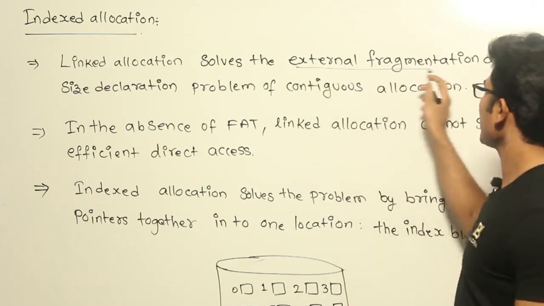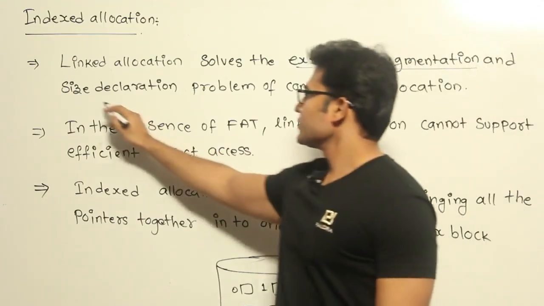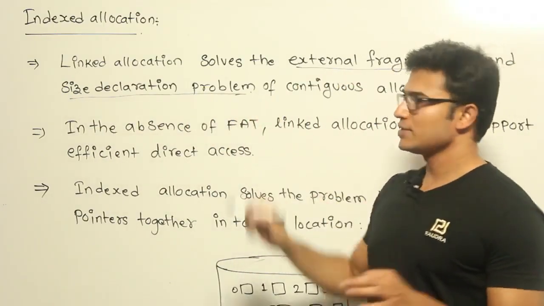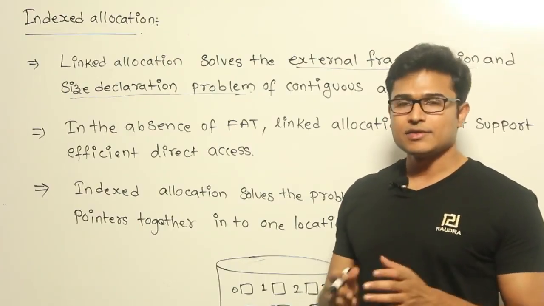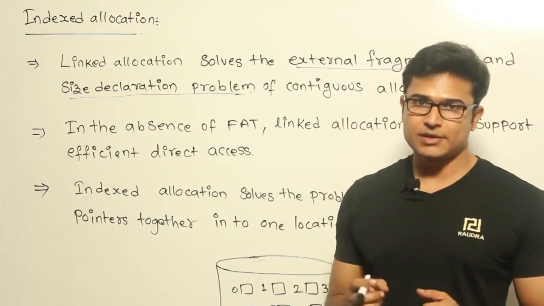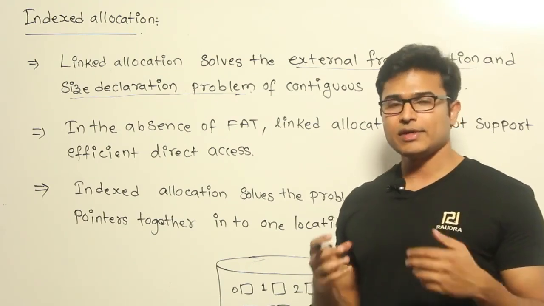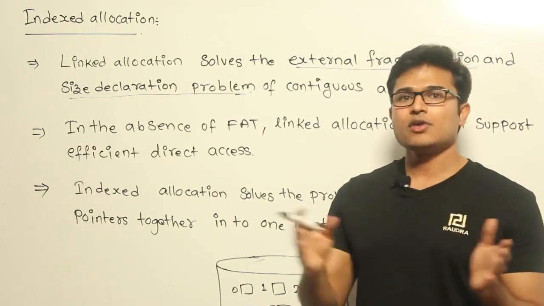One was external fragmentation and the other problem was size declaration problem. I didn't tell you this earlier. So what is the size declaration problem? Since you have to allocate this space contiguously, you should be able to predict the size of a file. So once you have declared the size of a file, you cannot grow beyond that.